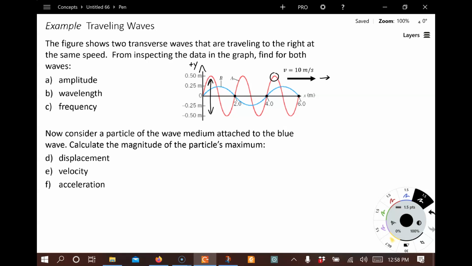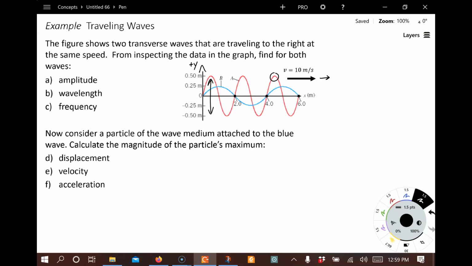In this problem, we're going to solve for some of the key characteristic properties of a wave just by looking at the picture of the wave, the graph of the wave in space. And we're going to do it for the blue and for the red waves, two different waves. We're going to look for the amplitude, the wavelength, and the frequency.